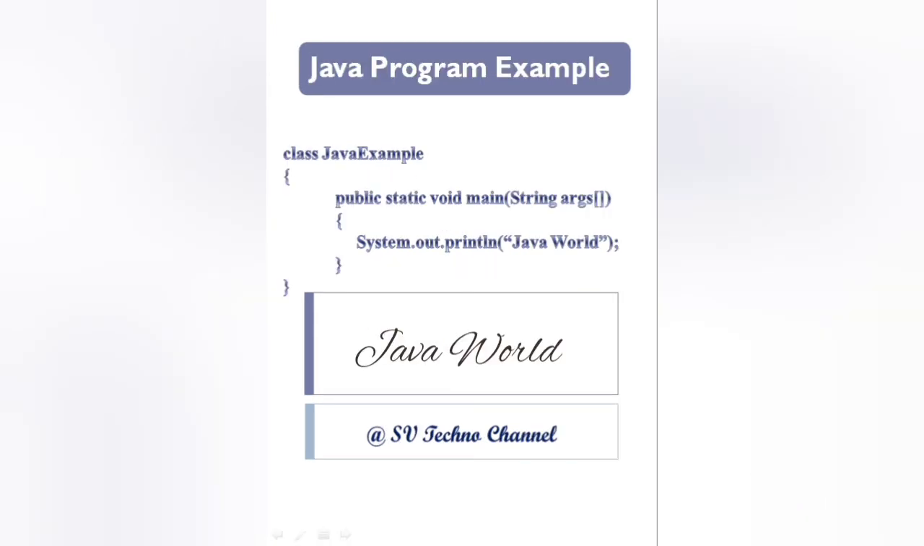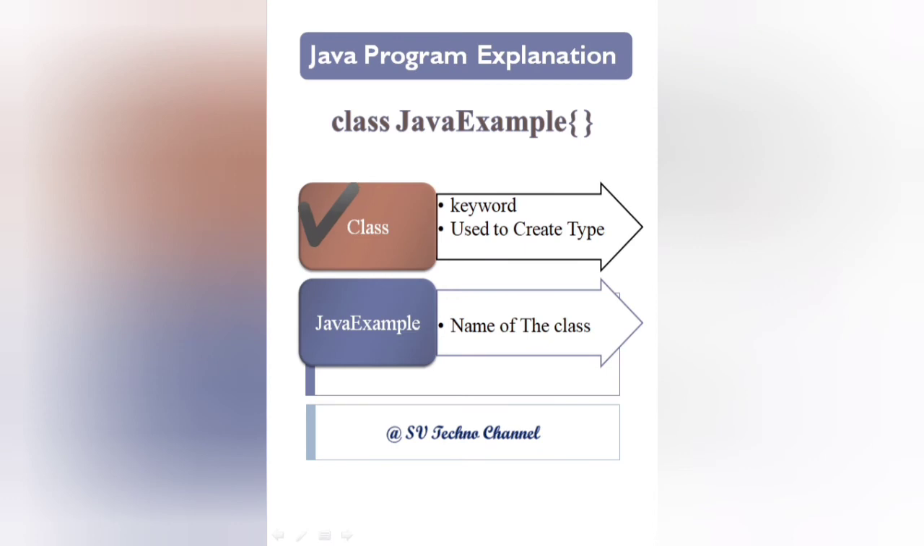Here is a simple example of a Java program where I am printing the Java word on the screen. In the program, the first line is class JavaExample. So what is class? Class is a keyword which is used to create a type, and JavaExample is the name of the class. So the name of the class can be anything. It depends on your choice which name you want to give your class.